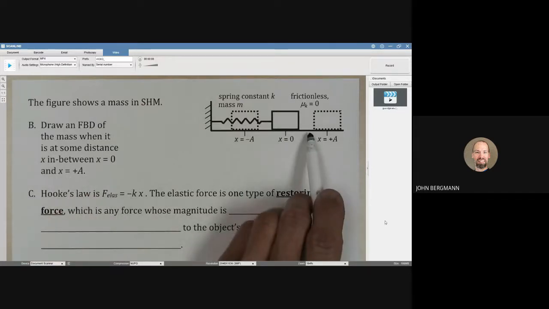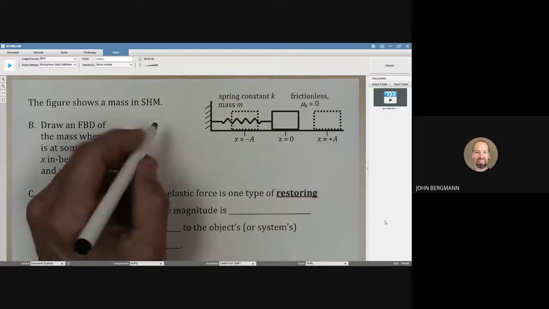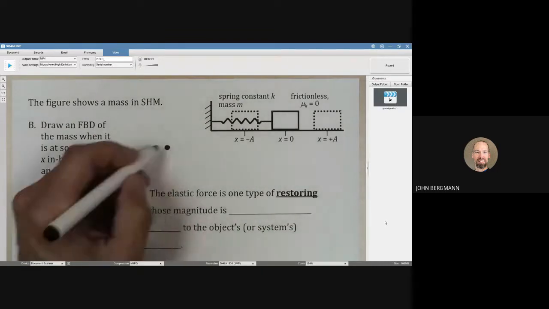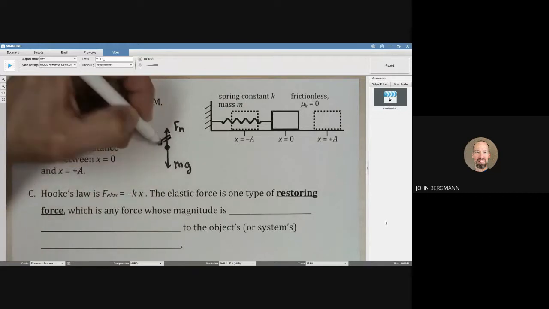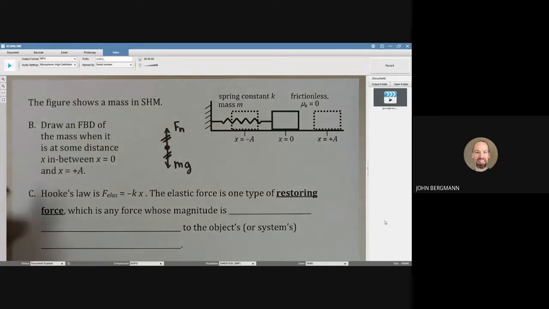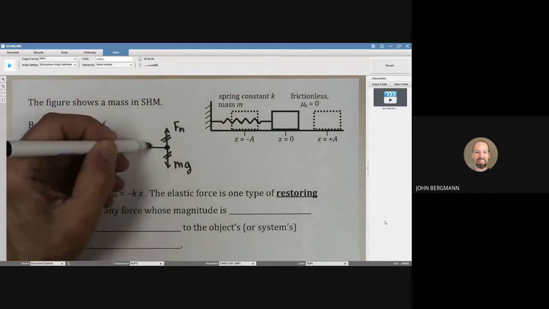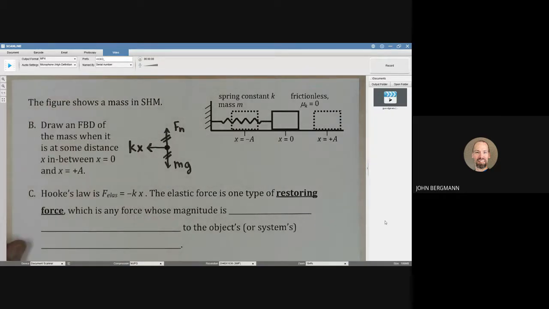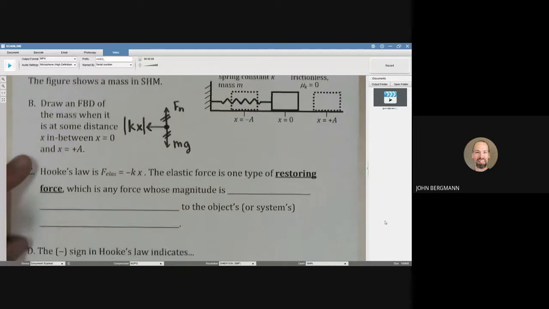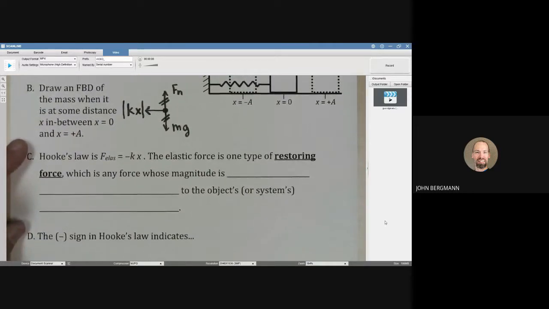The mass we need to imagine is somewhere about where my pen is. And what would a free body diagram look like right there? There's the mass right there. mg down, normal force up. Those would be numerically equal to each other, wouldn't they? And if we've displaced this mass to the right, then there's going to be an elastic force equal to k times x directed that way. That's its magnitude, certainly, and it points to the left. Hooke's law is F elastic is equal to negative k times x.